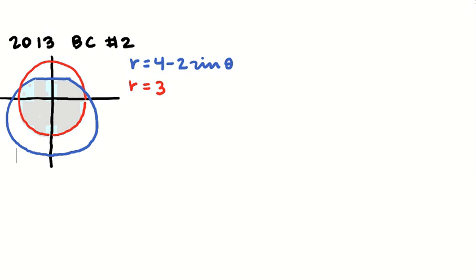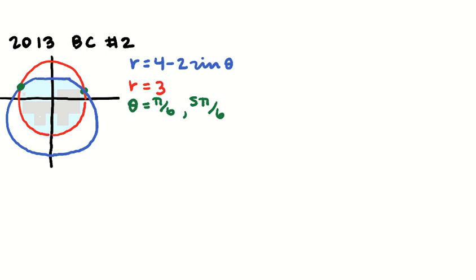All right, the next one I've got for you is from 2013. It was the second one. It was just another pretty old-fashioned polar problem. It says the graphs of the polar curves r equals 3 and r equals 4 minus 2 sine theta are shown in the figure above. The curves intersect when theta is pi over 6 and when theta is 5 pi over 6. And, well, part A is let S be the shaded region that's inside the graph of r equals 3 and also inside the graph of r equals 4 minus 2 sine theta. Find the area of S.